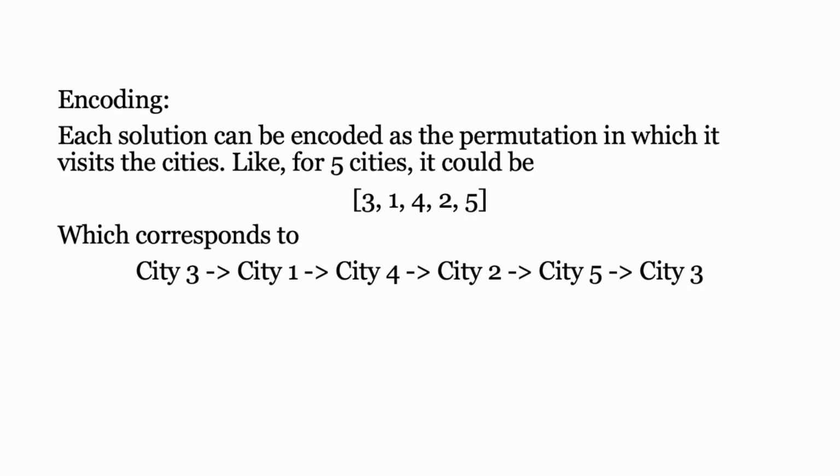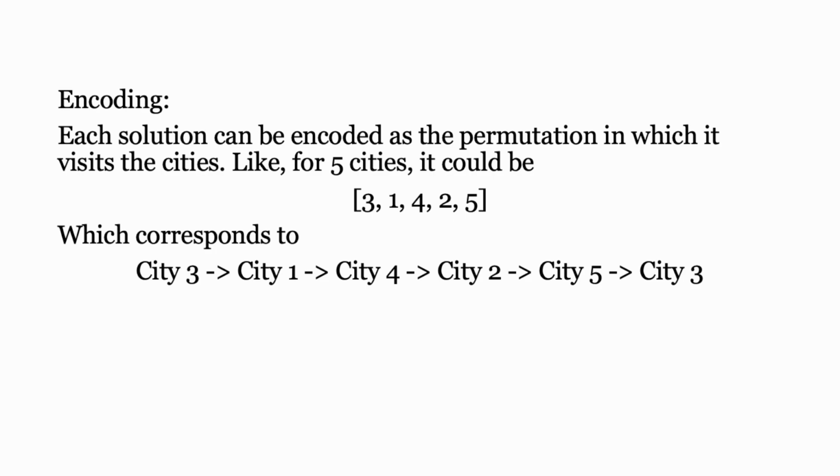Then we define a fitness function. We try to evaluate each solution or individual by defining a fitness function. In this case, it is a little bit obvious. The fitness function will be the inverse of the total distance traveled in the route, in any route. Since we want to minimize the total distance, a lower distance will obviously yield a higher fitness score.